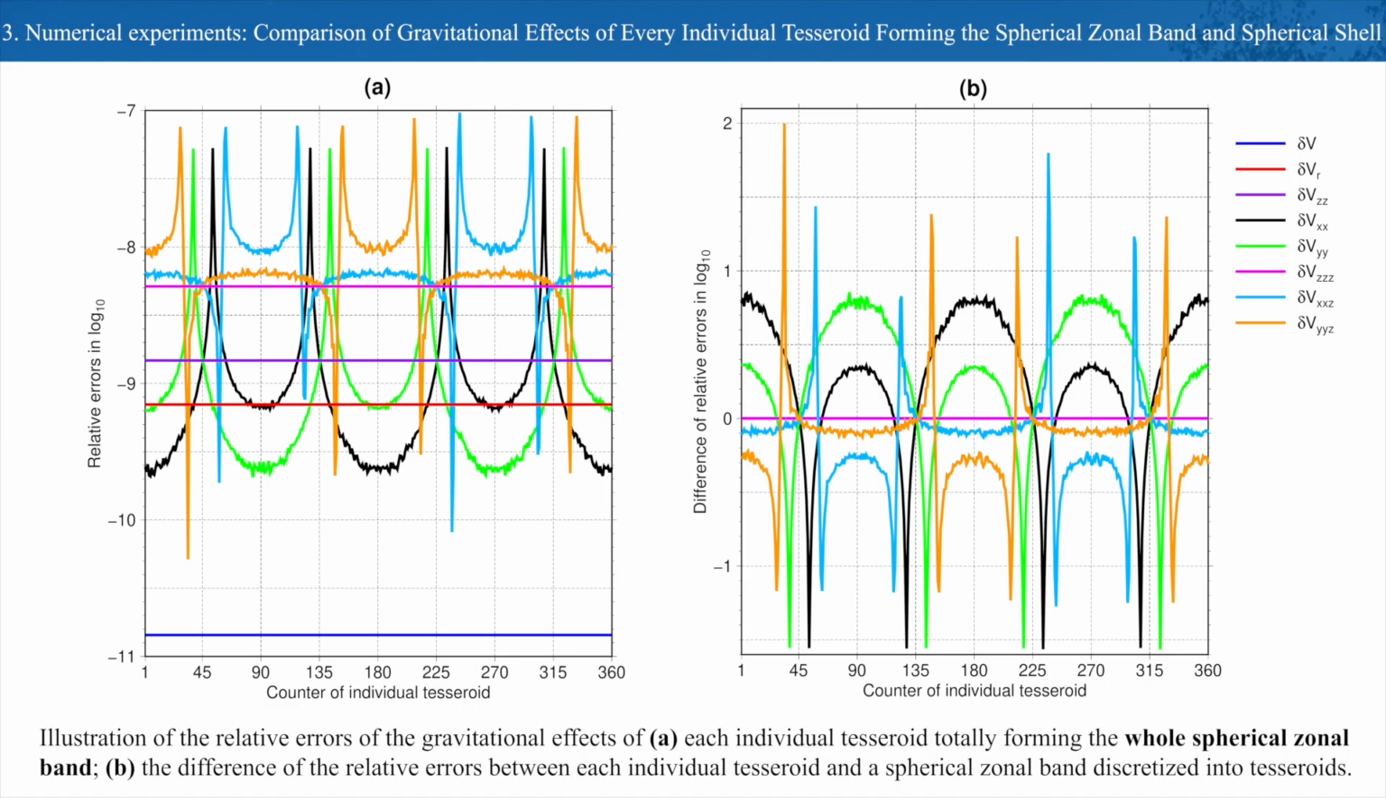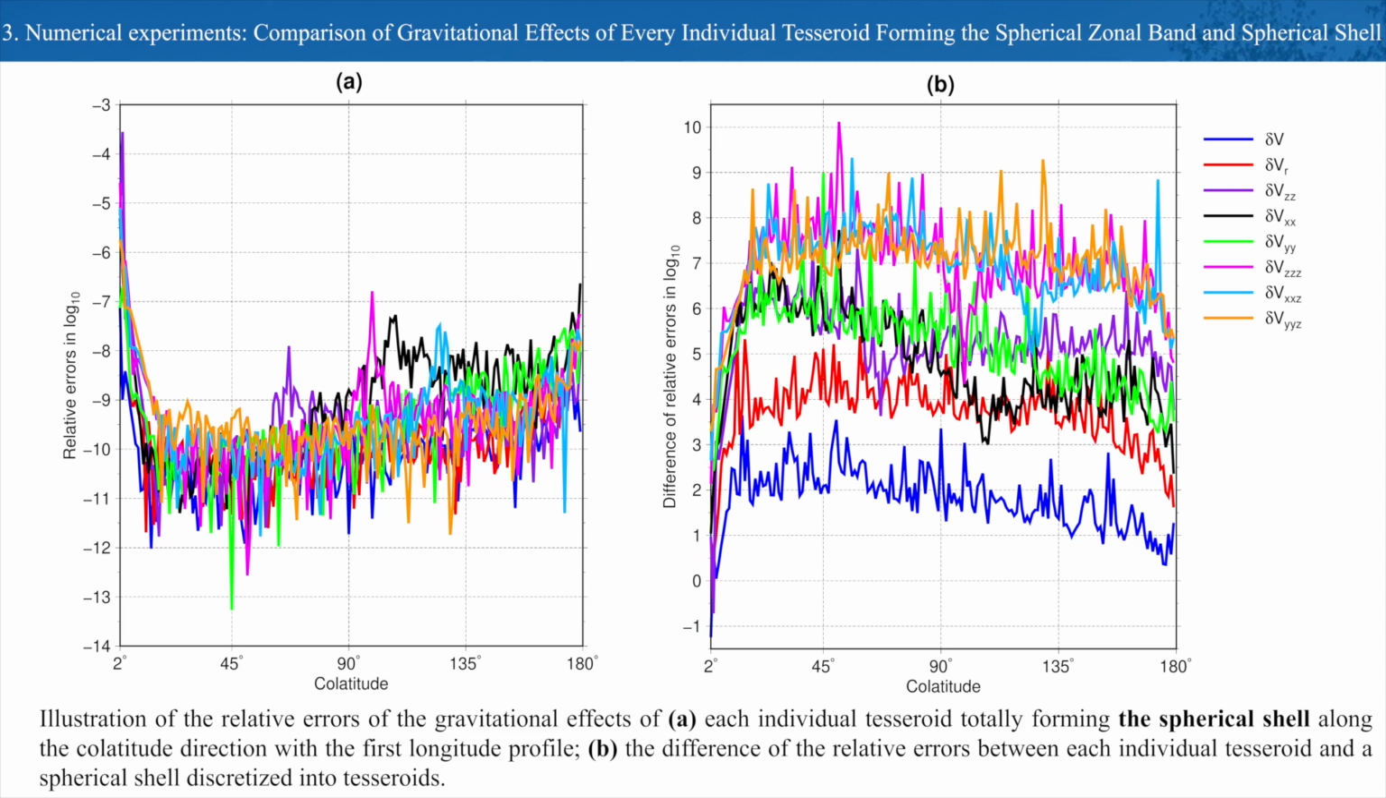The third experiment is comparing the gravitational effect of every individual tesseroid forming the spherical zonal band and spherical shell. Here is the comparison for the spherical zonal band. Here is the comparison for the spherical shell. Numerical results demonstrate the existence of the SEEE both for the spherical zonal band and spherical shell.